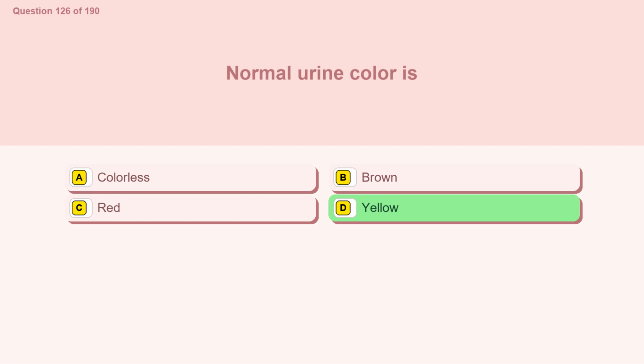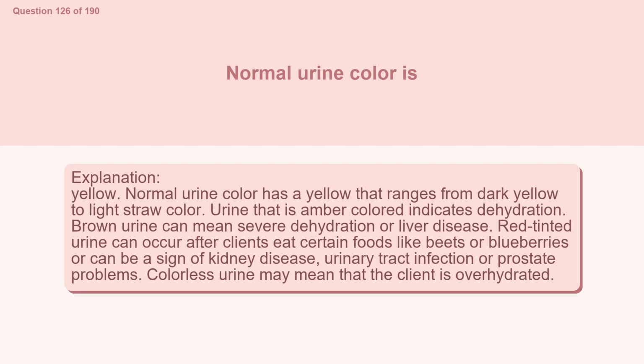The correct answer is option D, yellow. Normal urine color has a yellow that ranges from dark yellow to light straw color. Urine that is amber colored indicates dehydration. Brown urine can mean severe dehydration or liver disease. Red-tinted urine can occur after clients eat certain foods like beets or blueberries, or can be a sign of kidney disease, urinary tract infection, or prostate problems. Colorless urine may mean that the client is overhydrated.